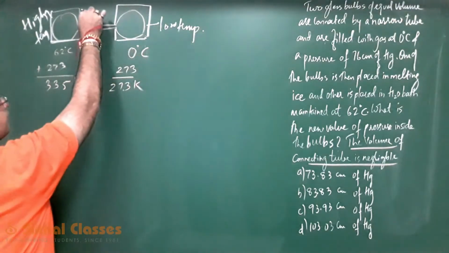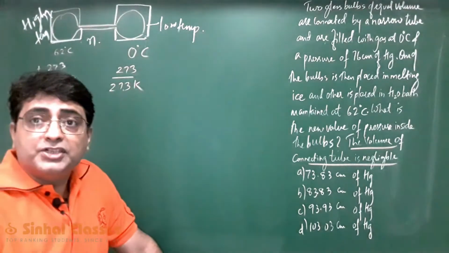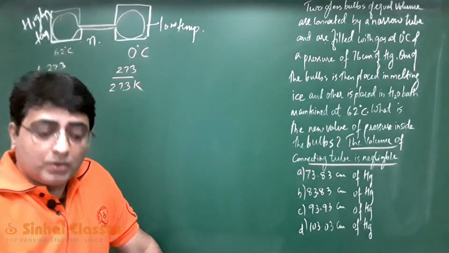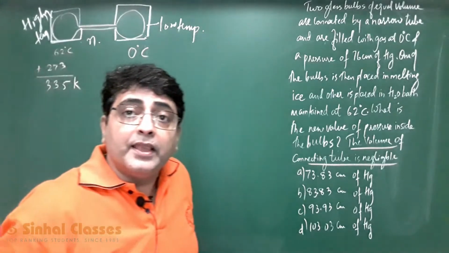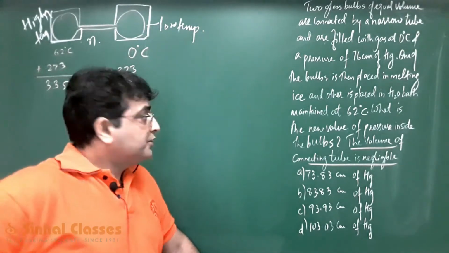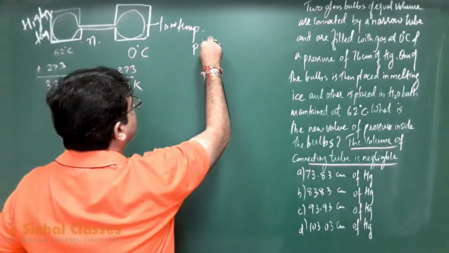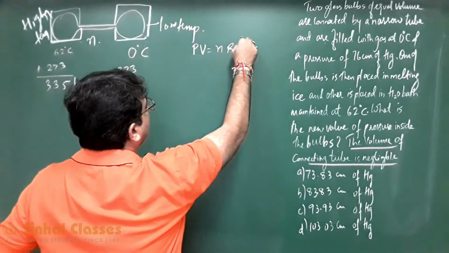Let n be the number of moles in the first case, students. Now students, when somebody is using the equation of state of an ideal gas, what exactly can we consider? Listen carefully. Then the equation will be PV = nRT.